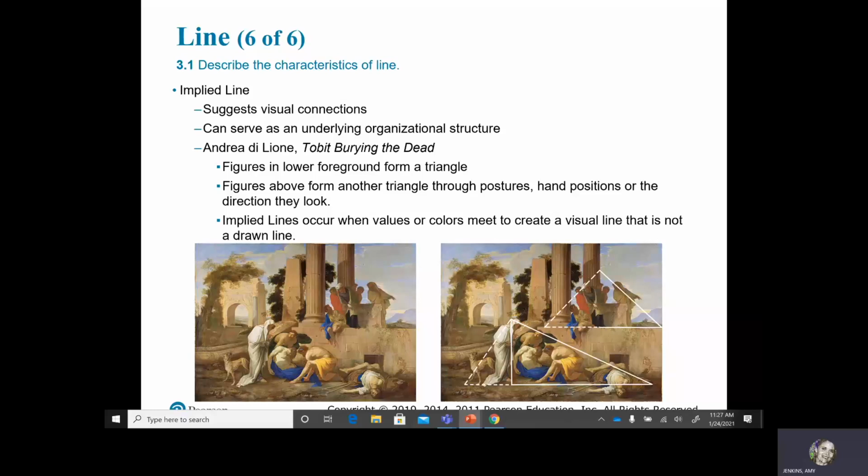Figures in the lower foreground form a triangle. Figures above form another triangle through postures, hand positions, or the direction they look. So they aren't drawn lines, but they imply lines with just these positions that they're in. And then also implied lines occur when values or colors meet to create a visual line that is not a drawn line.